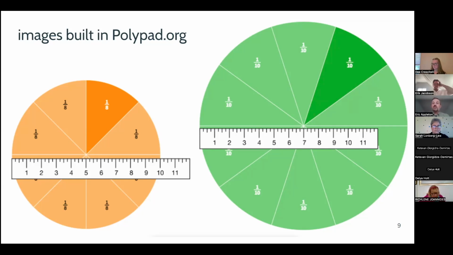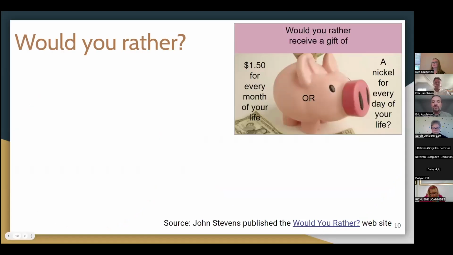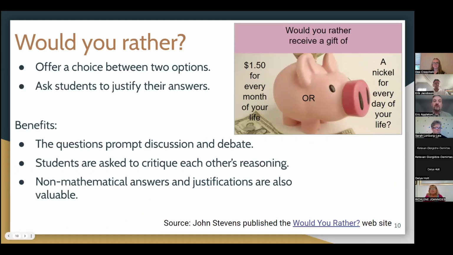Cool. So let's skip forward a little bit, Dee, if we can. So we're just going to talk about the routine. This is a fairly simple routine. You can go one more. Thank you. Basically, every time you use it, you're asking the same question: would you rather have one or the other? Basically, a choice between two options.